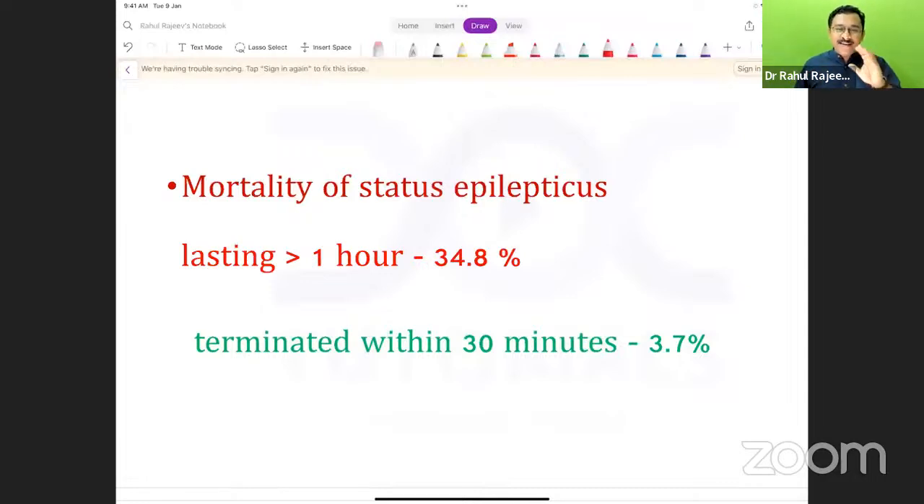See, the mortality of status epilepticus lasting for more than 1 hour, according to the recent literature, comes to about 34.8%. Whereas if a status is terminated within 30 minutes, the mortality is 3.7%. So you can see that is almost a 10 times increase in mortality once the seizure goes beyond the 1 hour time window. So I hope you got a fair enough idea on why you should be very aggressive in treating status epilepticus and that this is a neurological emergency.